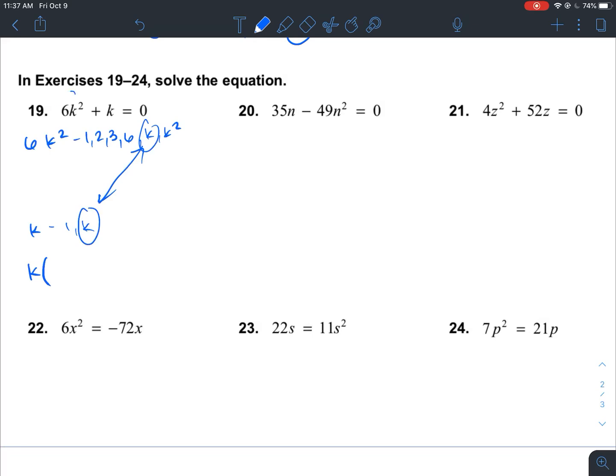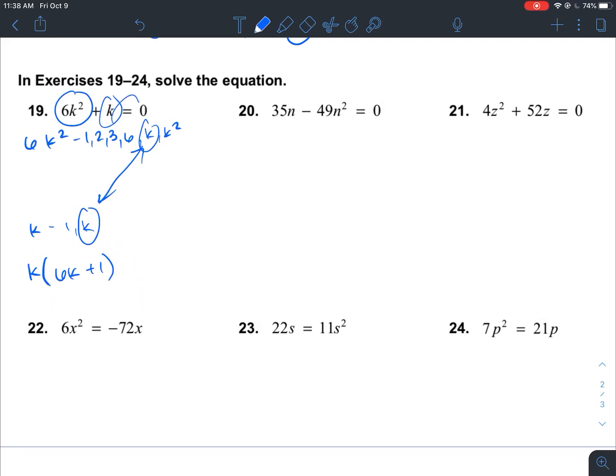So if I take the first term, 6k squared, and divide that by k, then I'm going to be left with 6k. And then if I take the second term, k, and divide that by k, well, that's going to equal 1, so then plus 1. So that would be the answer right there. Well, that's how you factor anyways.